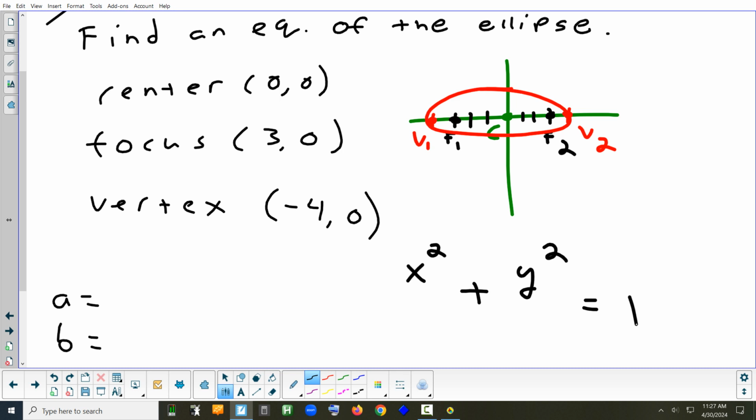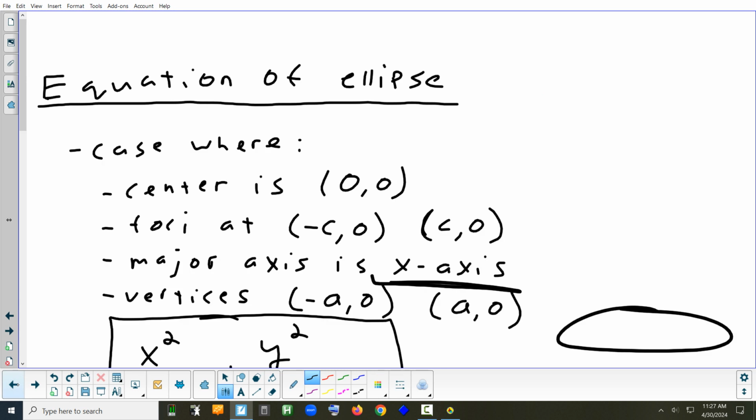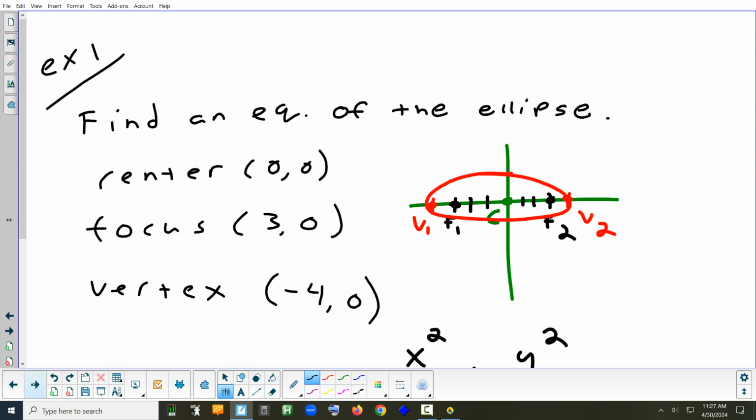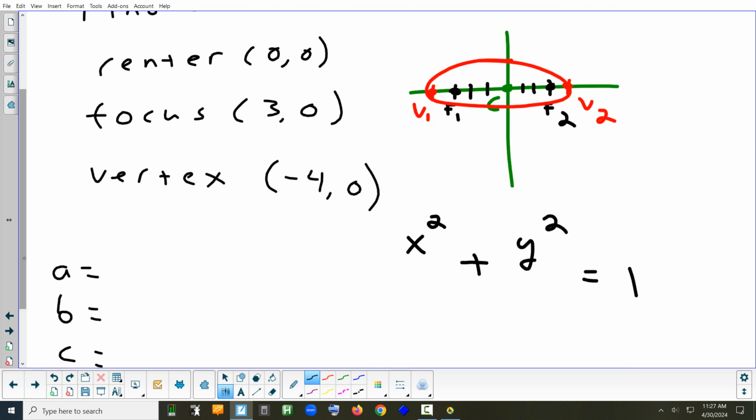We just have to choose where we put the a squared and the b squared to make it what we want. We want it to go horizontal. So what letter is the a going to go under? Yep, it's going to go under x. And the b squared goes under y. That's the first thing you should figure out. Your basic equation.